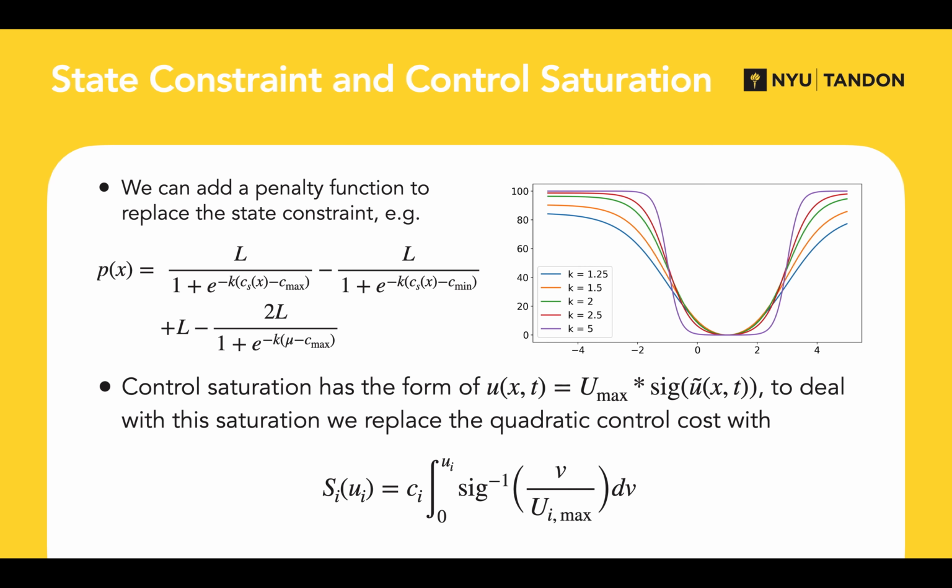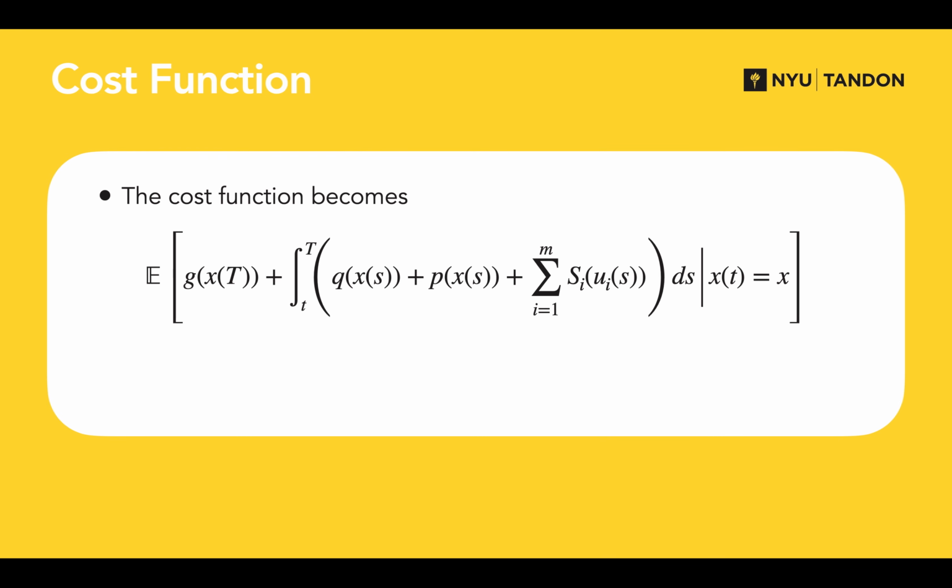To incorporate the state constraints into the cost function, we can use a penalty function. The penalty function we choose in this paper is given as p(x). In addition to the constraint boundaries, we have an additional variable k regulating the steepness of the constraint boundaries. Also, we can substitute the quadratic control cost with the cost shown in the bottom when considering control saturation. After including the state penalty and control saturation, we have the new cost function as shown in this slide.